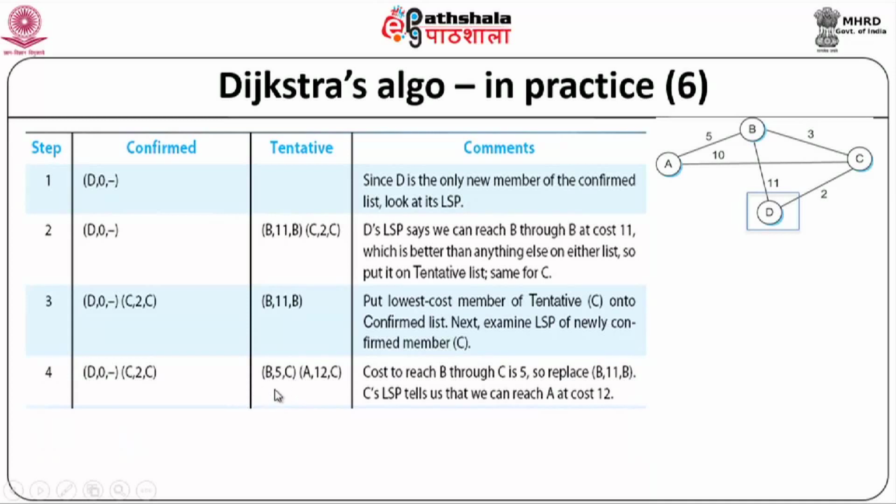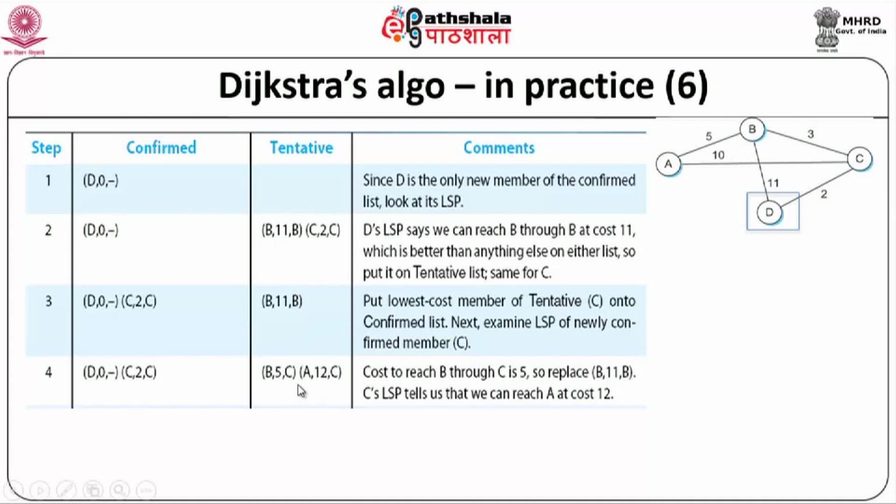So you have added this information, and there are two things now. We update the information with respect to B. You can see that B's cost through C is now 2 plus 3, 5. So that information replaces this B11B. So you have B5C as the new distance to reach B, and you have a new distance to A. That is another new information. That is, A can be reached through C at a cost of 10 plus 2, 12. So A comma 12 comma C. So this is added in its tentative list.